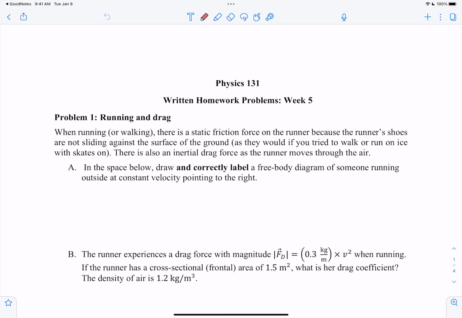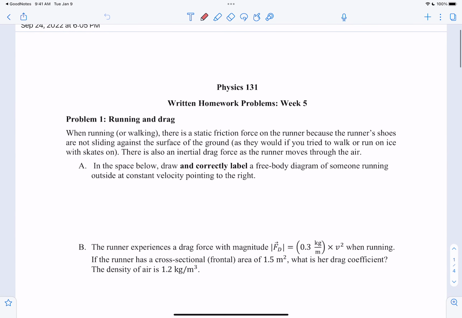When running or walking, there's a static friction force on the runner because the runner's shoes are not sliding against the surface of the ground, as they would if you tried to walk or run on ice with skates on. There's also an inertial drag force as the runner moves through the air. All right, so we have static friction force on the runner because the shoes are not sliding against the surface.